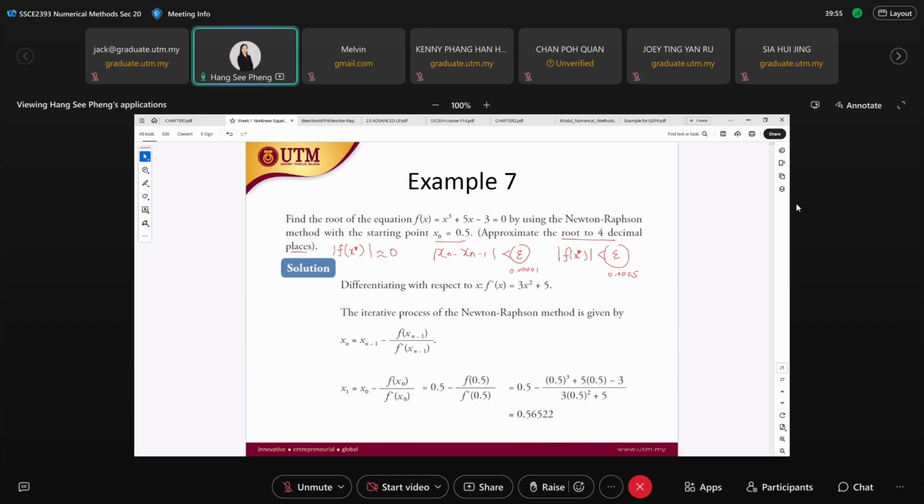So now let's see. This is a simple example, and we know that for the Newton method, the formula to find x uses n.